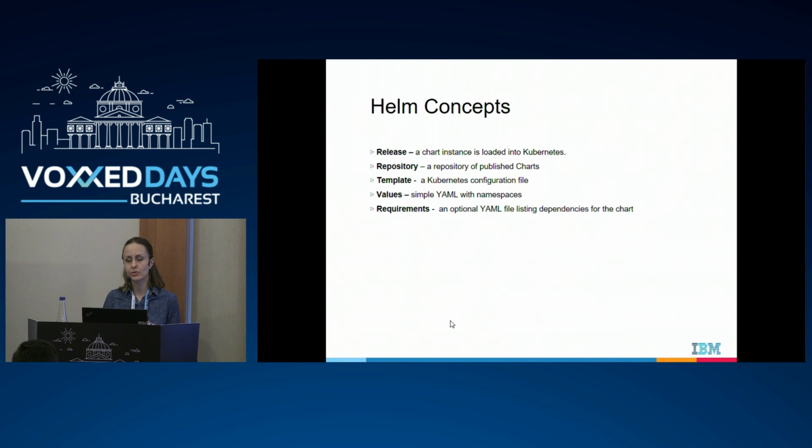And optionally, you can use requirements. Requirements, I'm going to show an example later, is an optional YML file where you can list dependencies for the chart. So for example, if you have an application that requires a server that's also described by a Helm chart, you can list the dependency to those charts in the requirements.yml file.